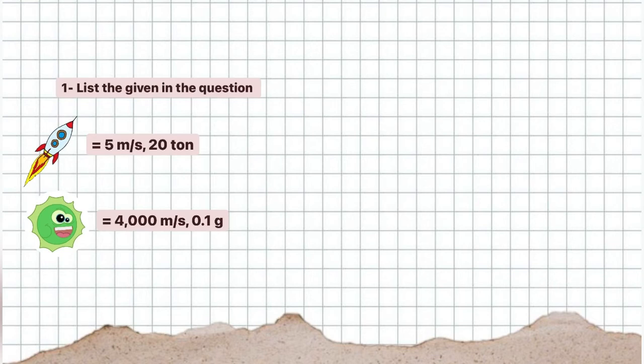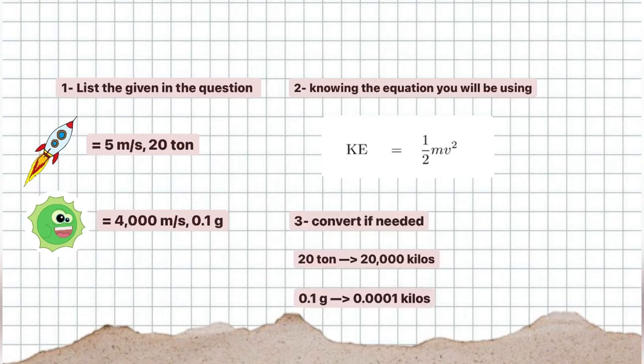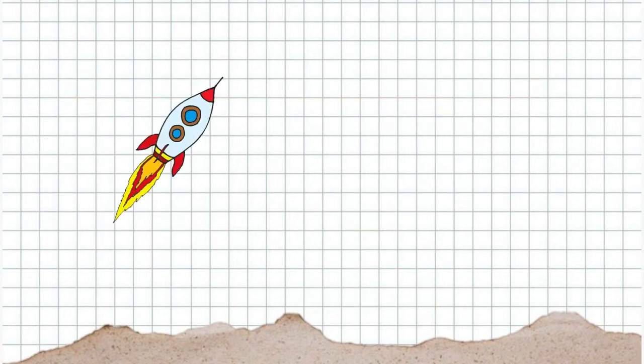As with any question, once we have the equation, the next step is to double check that all of our values are in the right units. By that, we need to alter 20 tons to 20,000 kilos as there are 1,000 kilos per ton. Then, divide 0.1 grams by 1,000 to get 0.0001 kilos.